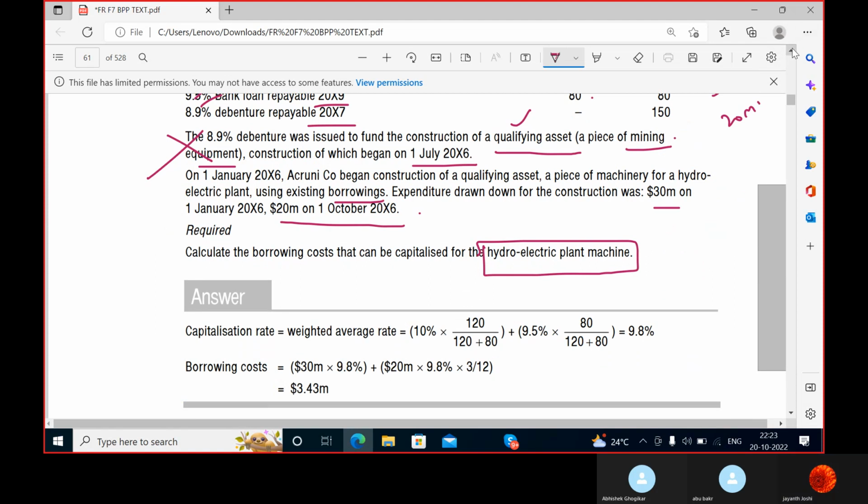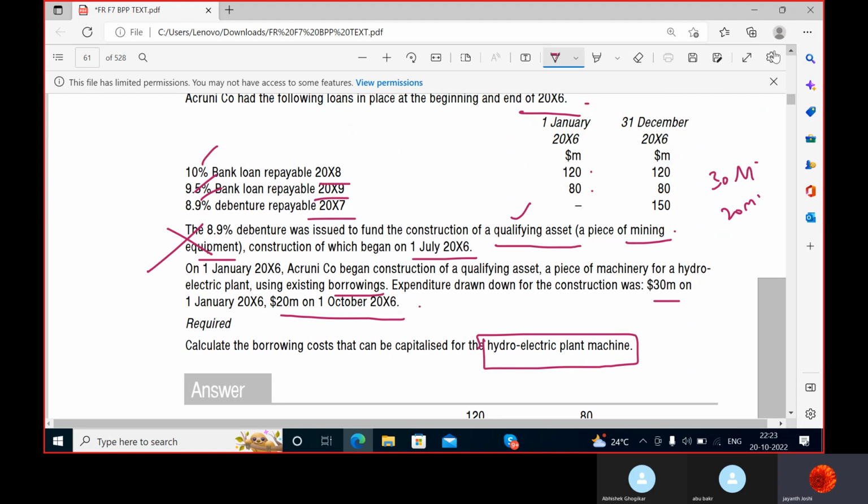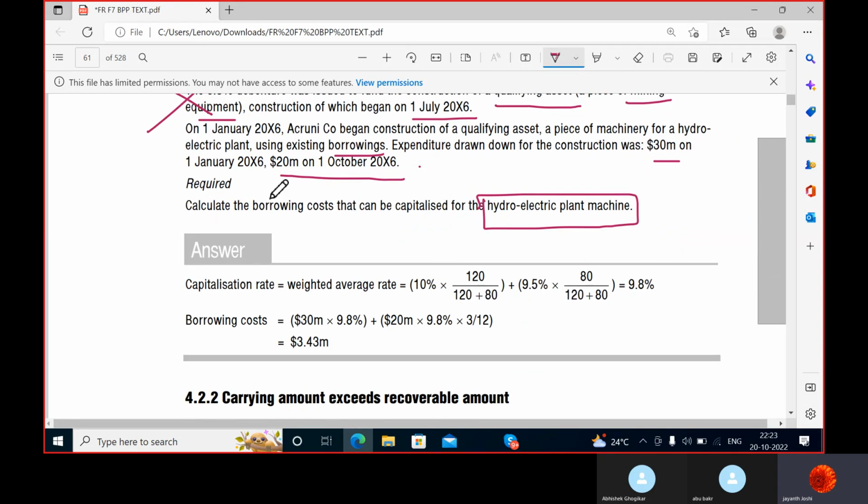First, we'll find out the capitalization rate. We take these loan amounts and their respective rates and do a weighted average. So 120 is the loan at the rate of 10%, out of the total 200, and 9.5% is for the loan of 80 out of 200. So 120 out of 200 is one type of loan, 80 out of 200 is the other, along with their rates. When you calculate this, you get the capitalization rate of 9.8%.